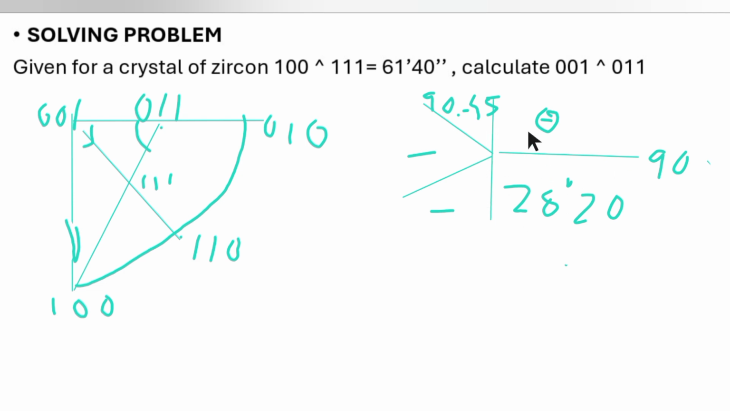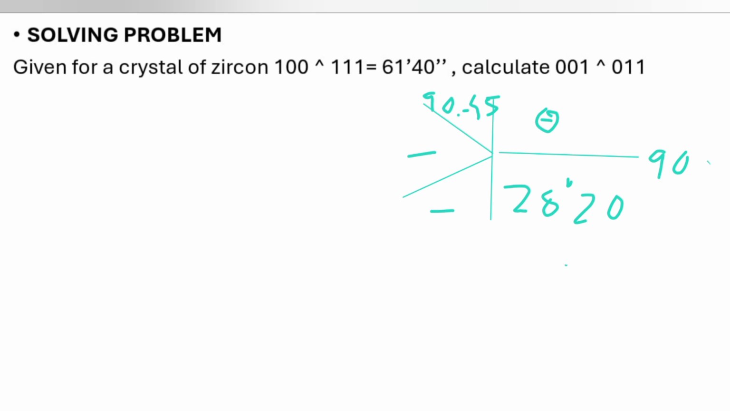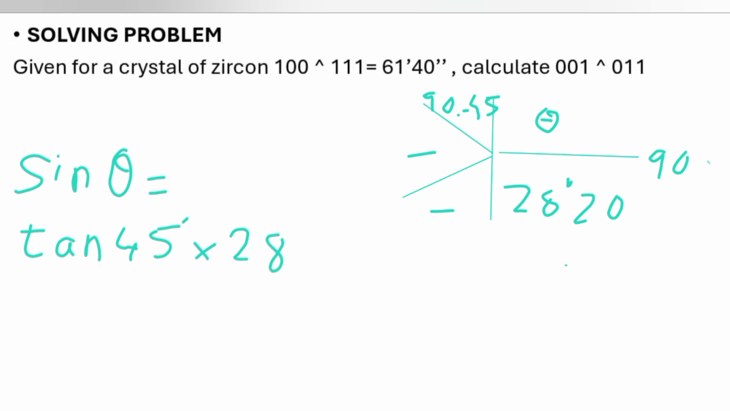So the next step is very simple. Sine of theta, the middle part, is equal to the product of the tangents of the adjacent sides. What we have in hand is the adjacent side of theta, so we have to use the tangent equation. Sine of the middle part, sine theta, is equal to the product of the tangent of the adjacent parts: tan 45 degree into tan 28 degree 20 minutes.